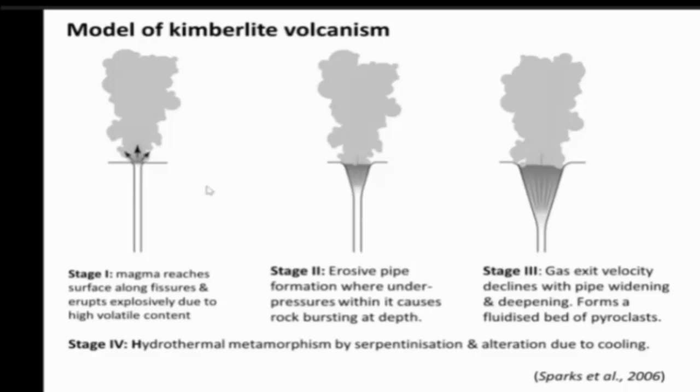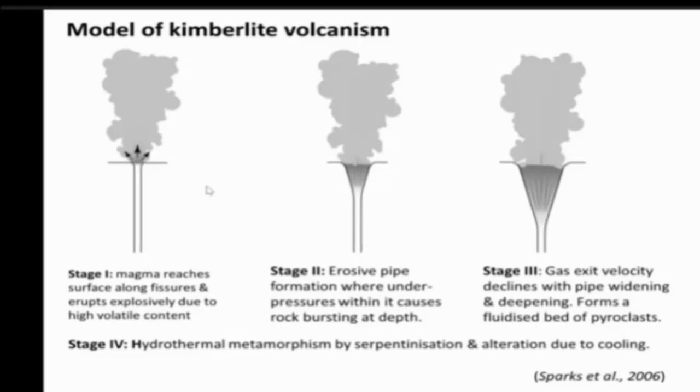So the Sparks et al. model considered that there are three basic stages involved in kimberlitic volcanism. In their stage one, the magma reaches the surface along some fissures, and this model does not say anything about how these fissures are present or how these fissures could be developed in the vicinity of a magma zone. So stage one relates that when the magma reaches the surface along some pre-existing cracks or fissures, it violently explodes due to the extremely high fraction of volatiles.